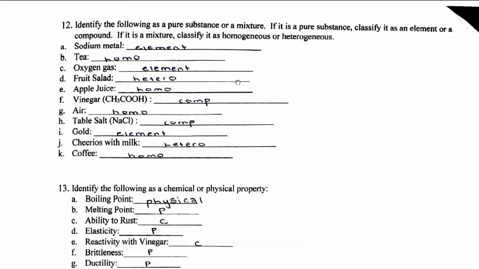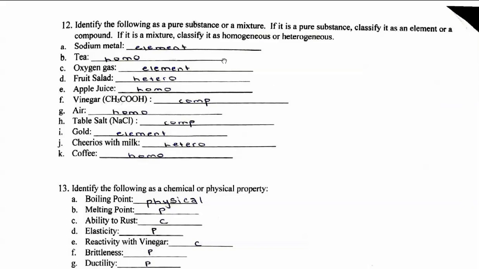Okay. Number 12, identify the following as a pure substance or mixture. If it's a pure substance, classify it as compound or element, mixture, homogeneous or heterogeneous. Okay. Sodium metal. Sodium metal is a pure substance. It's an element. If you can find it on the periodic table all by itself, it is an element. Sodium is a group 1 metal. Tea is a mixture. It's a number of different compounds, but hopefully it's homogeneous. Hopefully you don't have bits of tea leaves and everything like that in your tea.